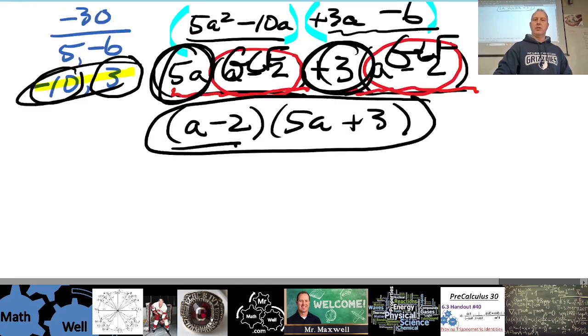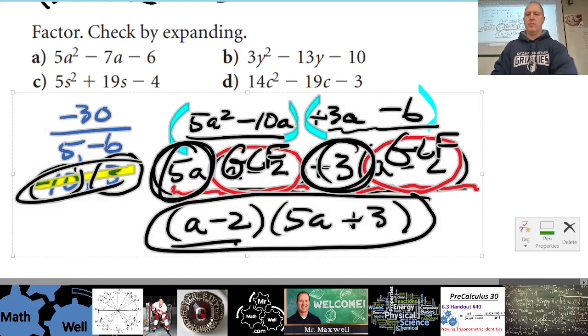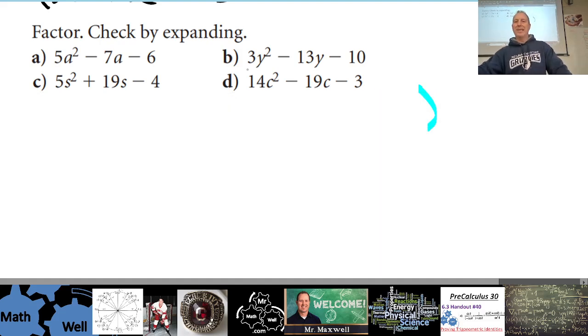Okay, let's do another one. We've got more here, so I'm going to erase this one now. And let's do b, okay? So if we focus on b now, I'm going to multiply 3 times negative 10.